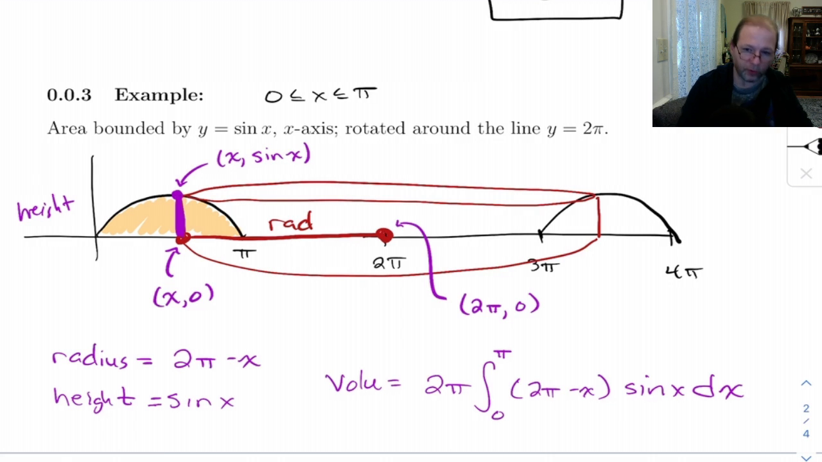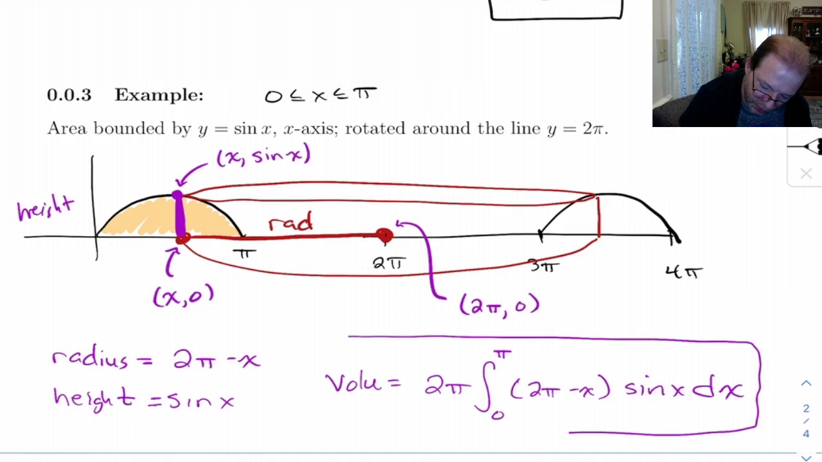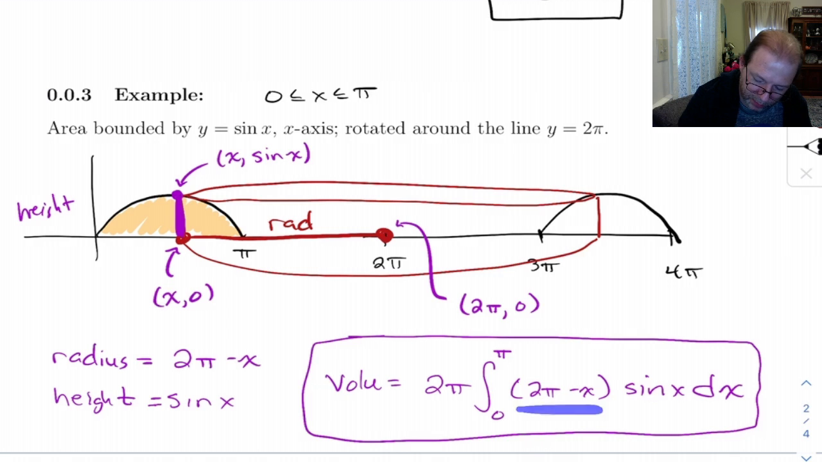And this is an integral that we don't know how to do yet. Turns out, well, what we could do is distribute that sine x over these parentheses here, and we get 2 pi sine x. We could integrate that, but we'd also get minus x sine x, and that requires integration by parts, and we'll learn how to do that in chapter 7. But let's put this on the calculator and see what we get.